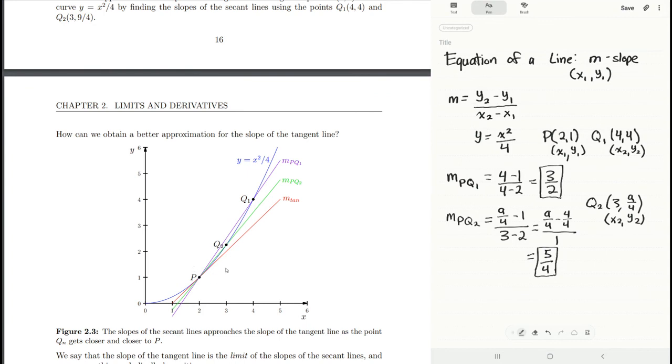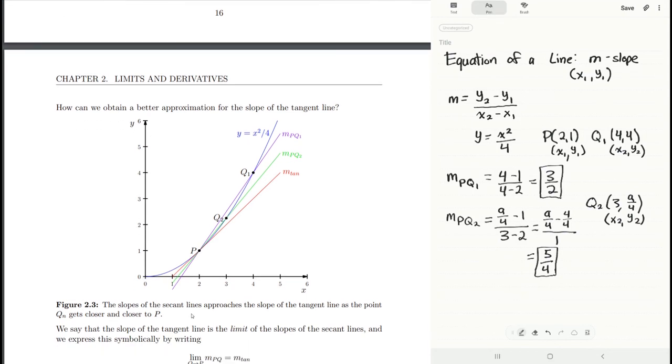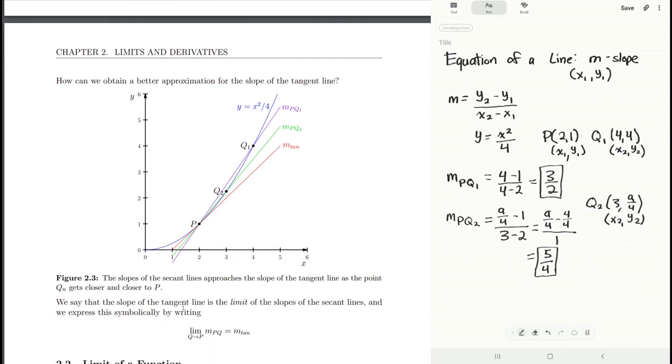And this idea of letting the point Q approach P is called a limit. So we say that the slope of the tangent line is the limit of the slopes of the secant lines, and we can write this symbolically as follows. The limit as Q approaches P of the slope of the secant line between P and Q is equal to the slope of the tangent line. And so if we let the point Q approach P and calculate the slope of the secant line, this will give us the slope of the tangent line.